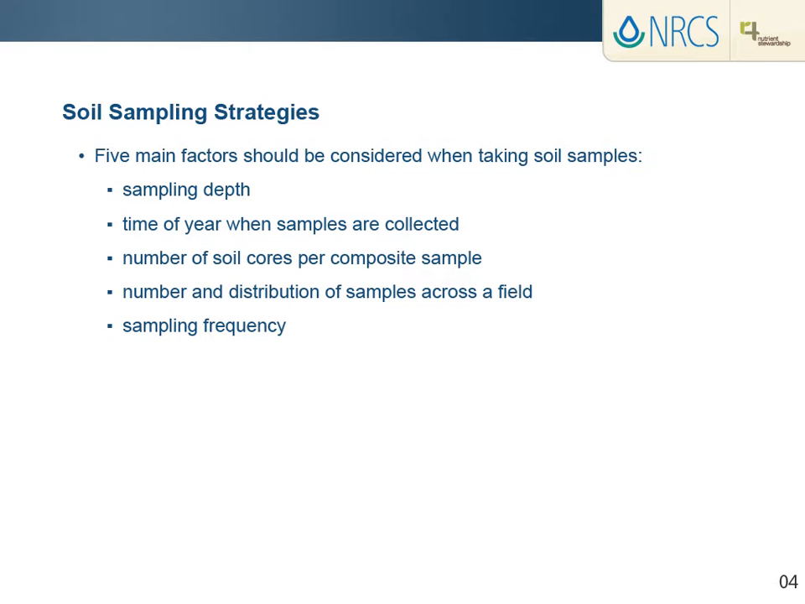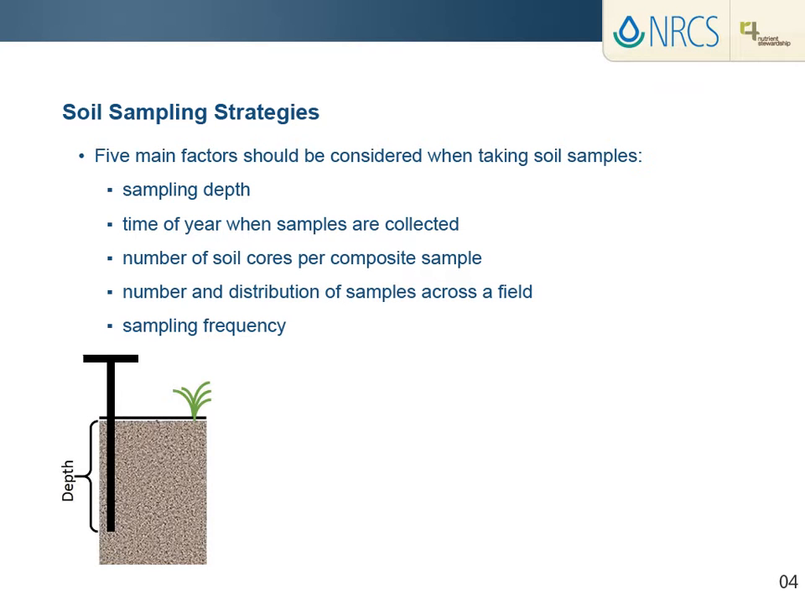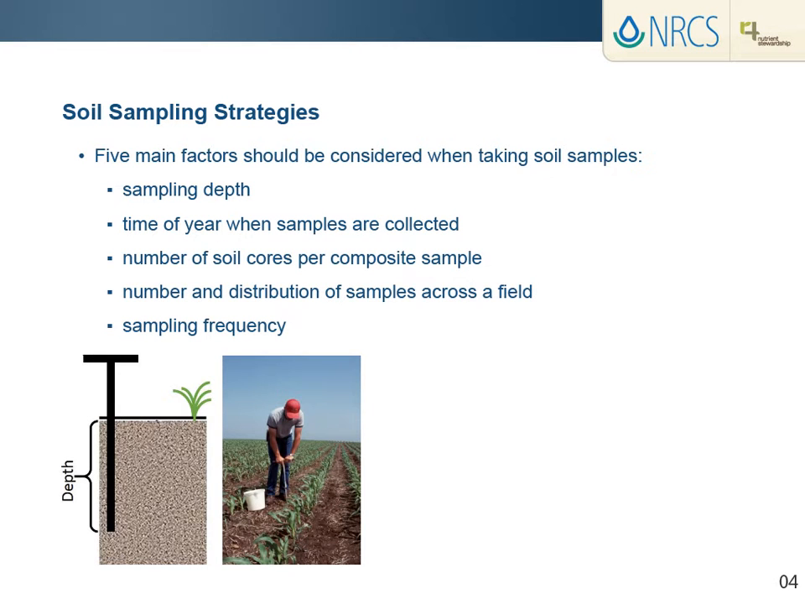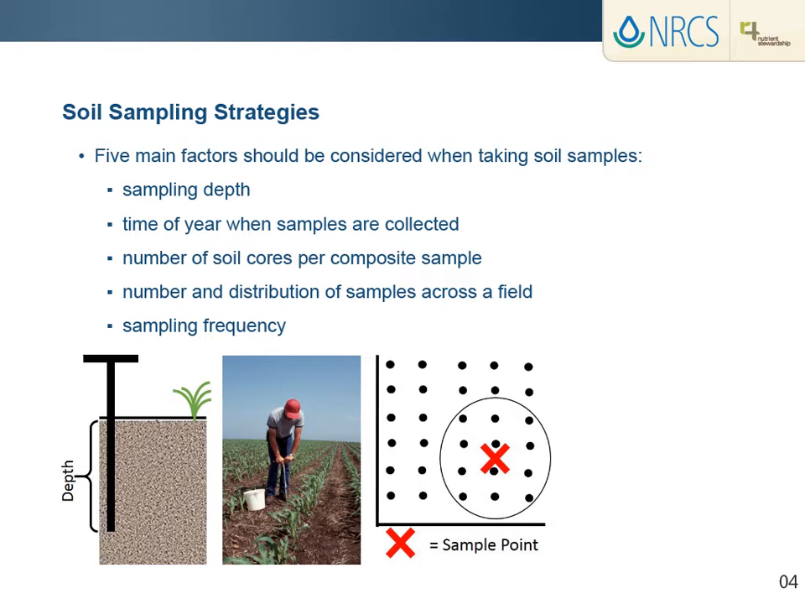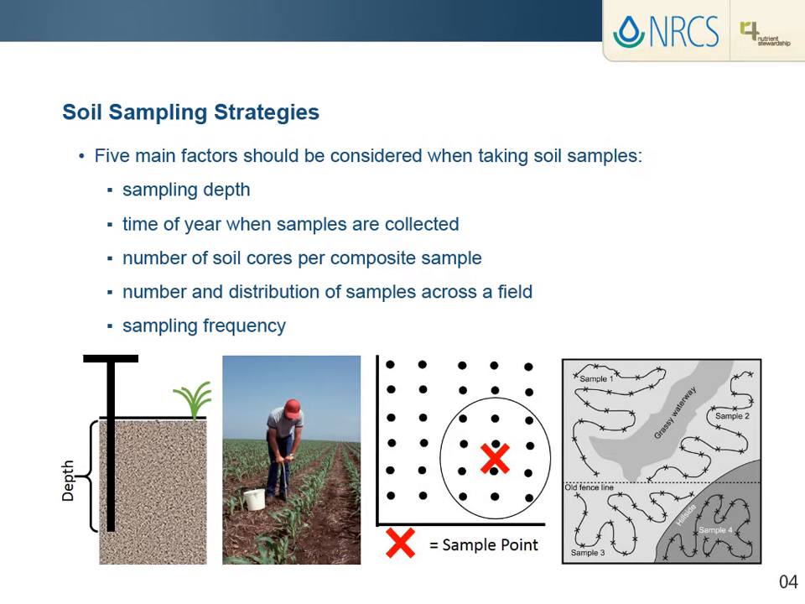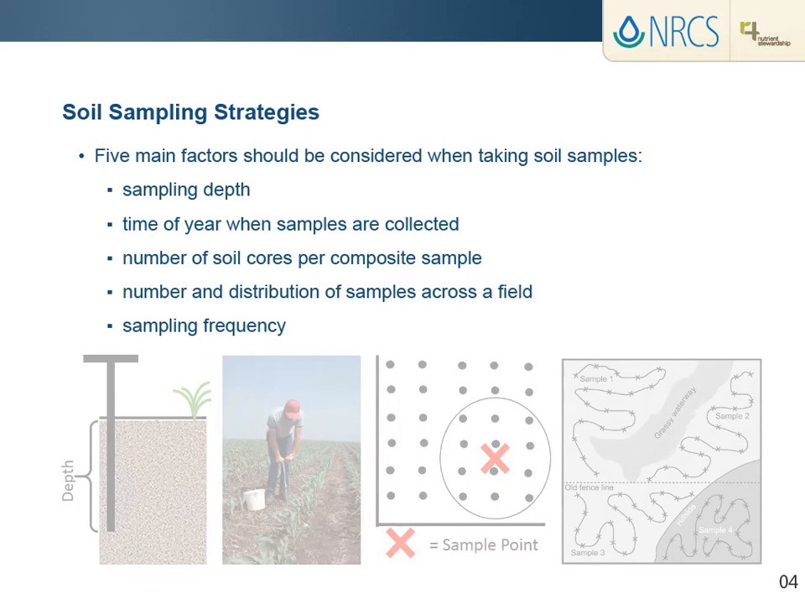Generally, 5 main factors should be considered when taking soil samples. These factors are sampling depth, time of year when samples are collected, number of soil cores per composite sample, number and distribution of samples across a field, and sampling frequency. The nutrient of interest, the soils present, and the crop rotation can influence the specific sampling practice and importance of each factor. Proper consideration of each factor for each specific field or region is needed to best estimate nutrient availability and develop reliable nutrient application recommendations.